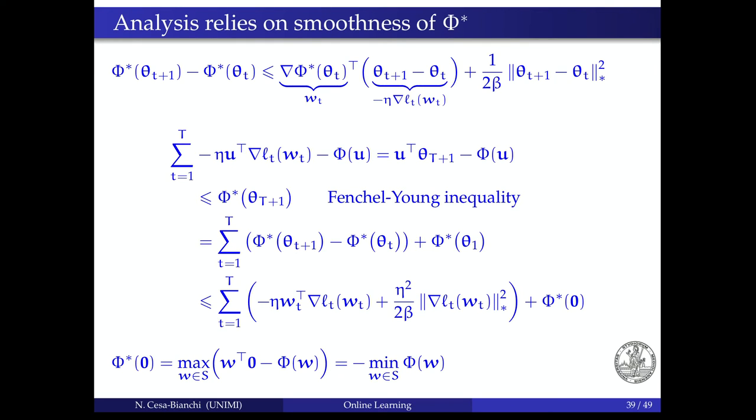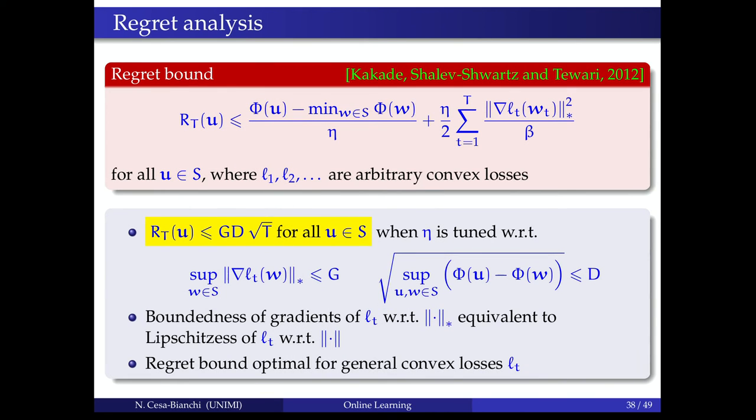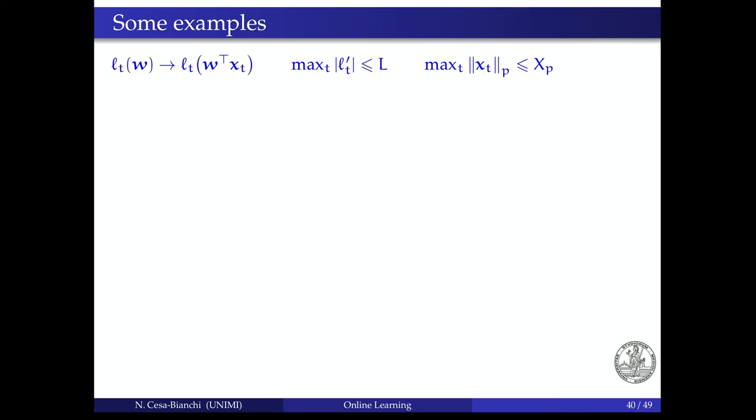Okay, this is the linearized loss of the player, and this is the linearized loss of the competitor u. So I prove my regret bound, which is this one here. Okay, this was easy.